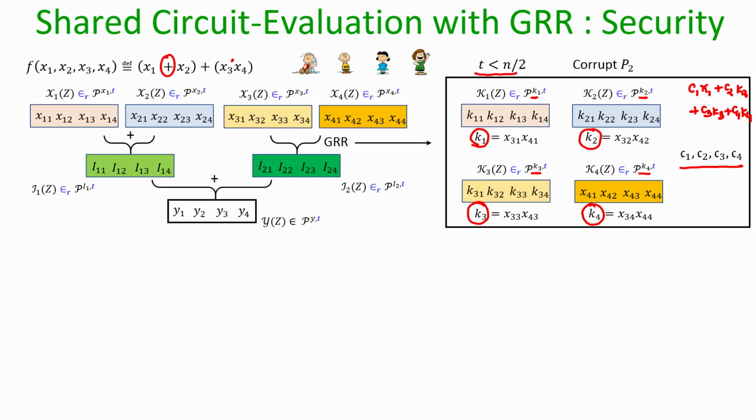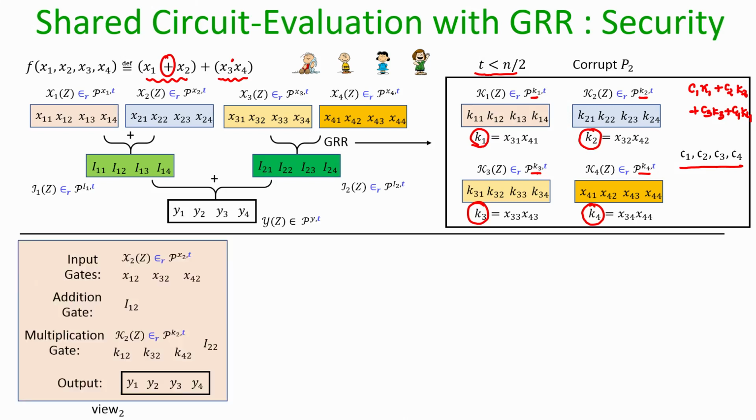And then the parties will locally add their shares of the output of this plus gate and the output of this product gate to get the shares of y, and then they will publicly reconstruct it. So, that will be the entire set of values which are computed and communicated in the protocol.